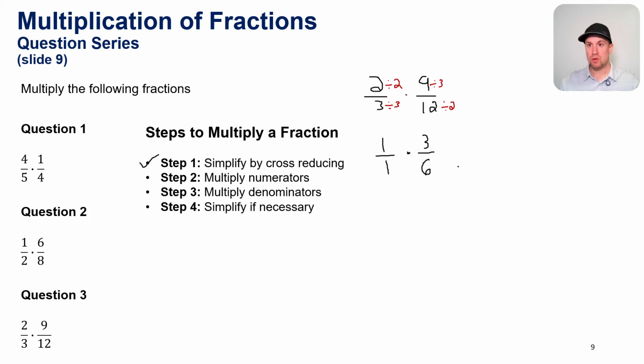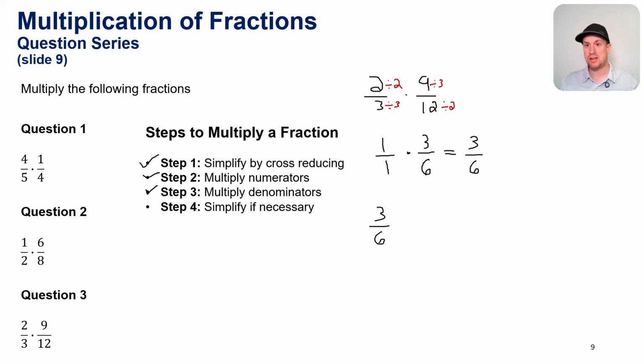Step 2, multiply my numerators. 1 times 3 is 3. Step 3, multiply my denominators. 1 times 6 is 6. And now I have 3 over 6.